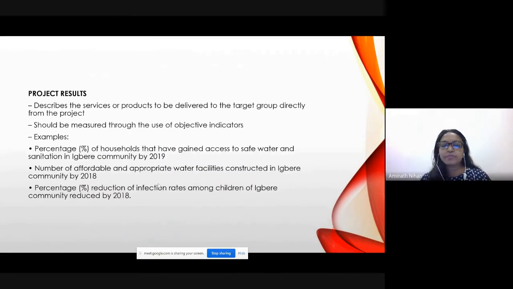Project results. Okay, so the results describe the services or products that you are going to deliver to the target group directly through your project, right? So the results have to be measured through objective indicators. Example, percentage of households that have gained access to safe water, number of affordable and appropriate water facilities, percentage of infection rates relating to these objectives, right? The results. So results can only be measured when you put in percentages, numbers, and making it time bound. So that's how the project results will be measured.